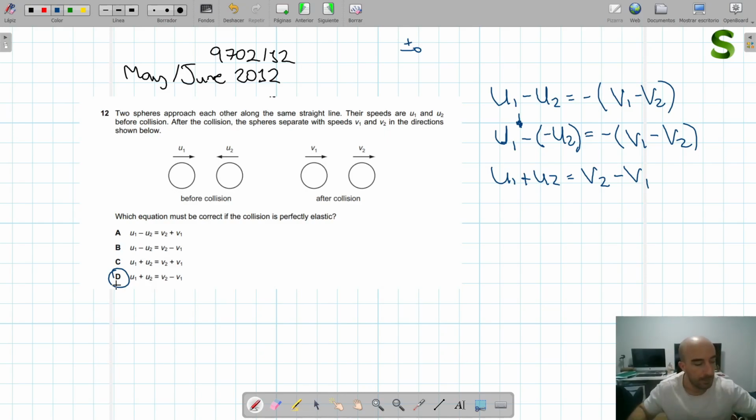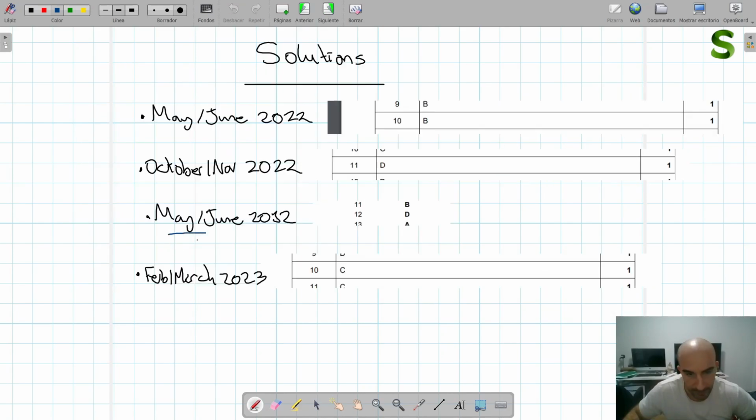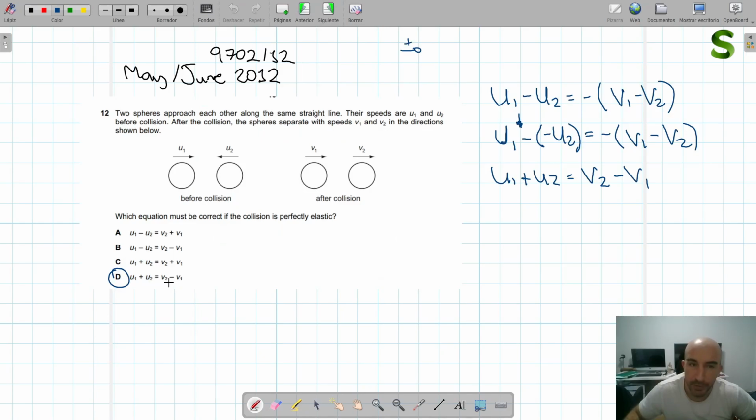So let's go to the answer sheet, the marking scheme, and May/June 2012 is D, which is the one we've chosen. So perfect, that's the correct one.